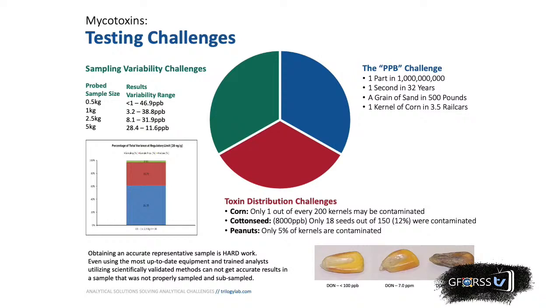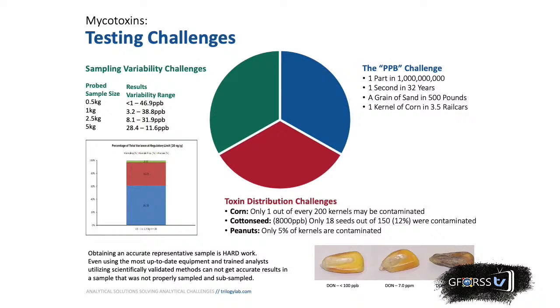In summary, sampling, or how you get the sample, makes up about 61% of the total variability. Sample prep, or what you do in the lab to prepare the sample, makes up about 35% of the variability. And the actual test method, only about 3% of the variability. These numbers vary by specific toxin, what the actual toxin concentration is, and the commodity, but you get the general idea.